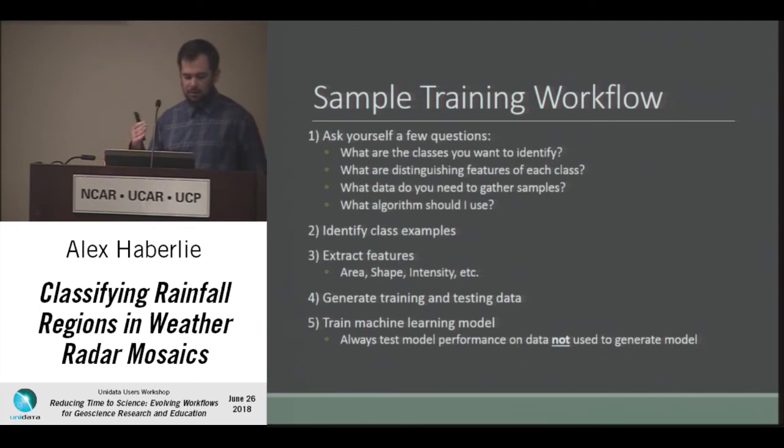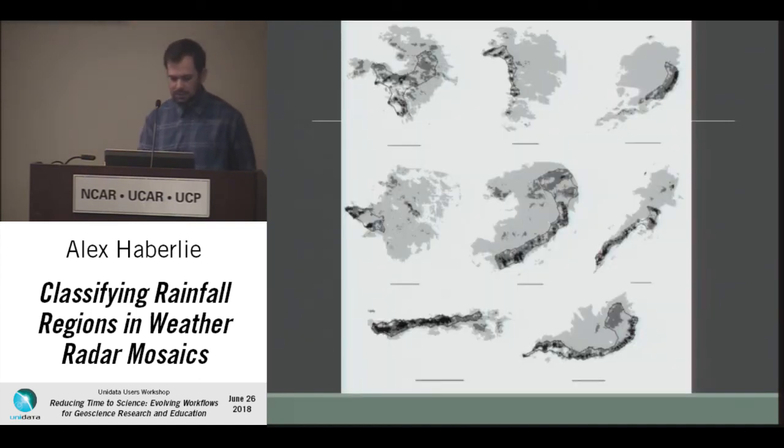And the point of this is you don't want to test the model that you generate on the same data that you used to generate it. That's kind of cheating. So you want that test data set to make sure that the model can generalize to other situations. So these are just some examples, and I simplified the radar colors.